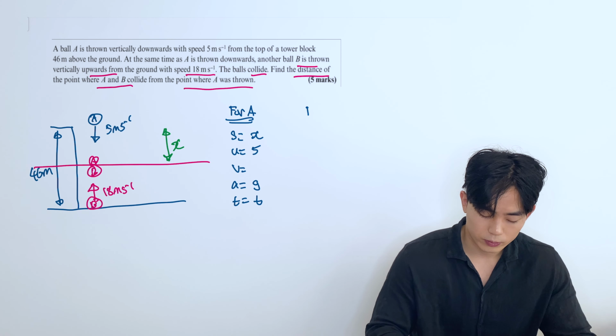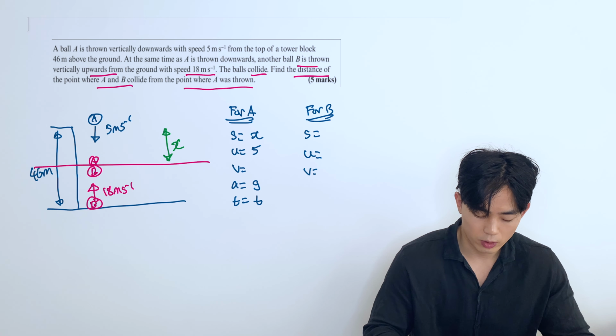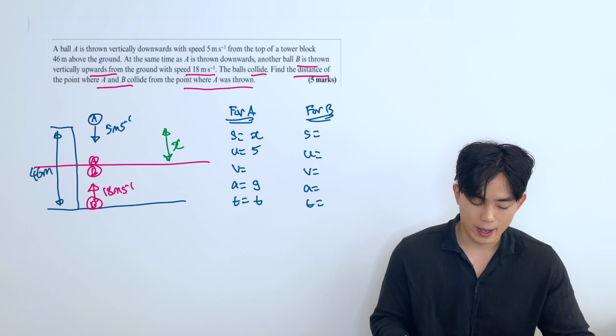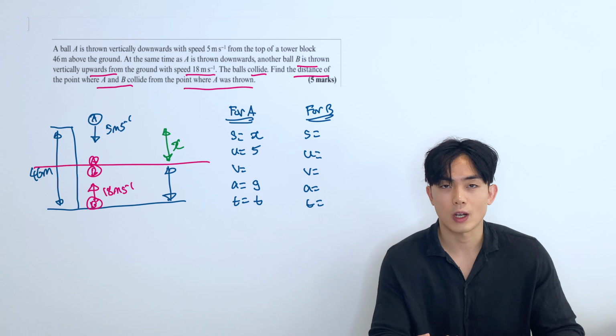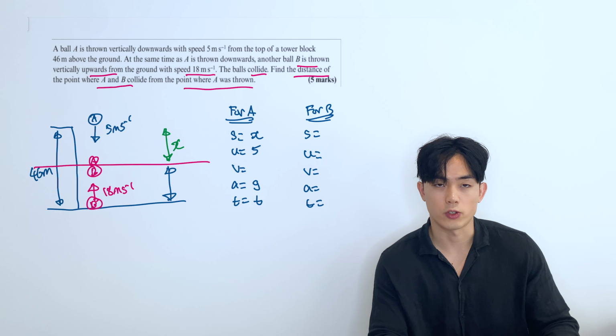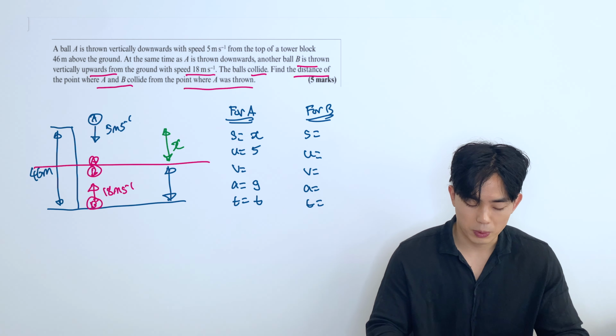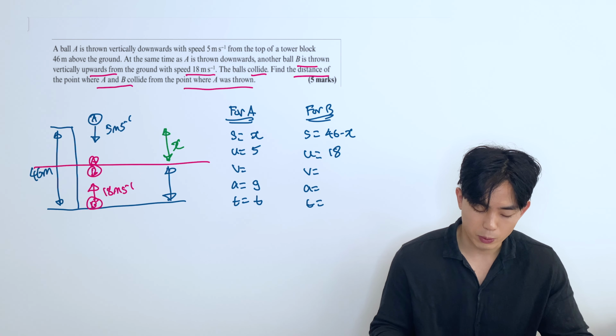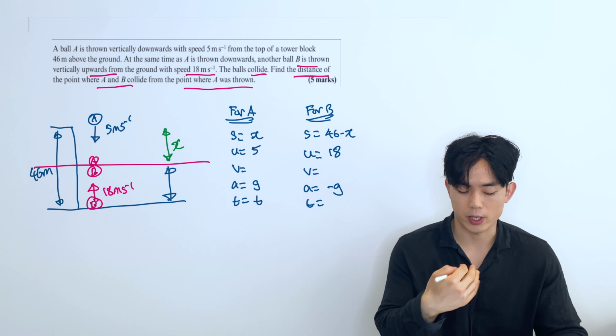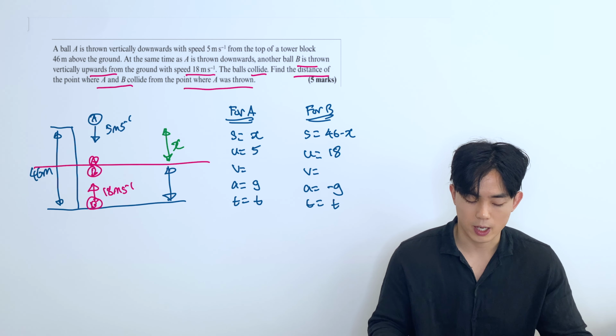For B, Suvat again, let's list out what we do know. S is a displacement, right? So displacement is going to be this distance here. If the total height is 46 and A has traveled a distance x, then S will be 46 minus x for B. U will be 18, V we don't know. Acceleration in this case is going to be negative g because it's going upwards, right? It's projected upwards, and time is also t.